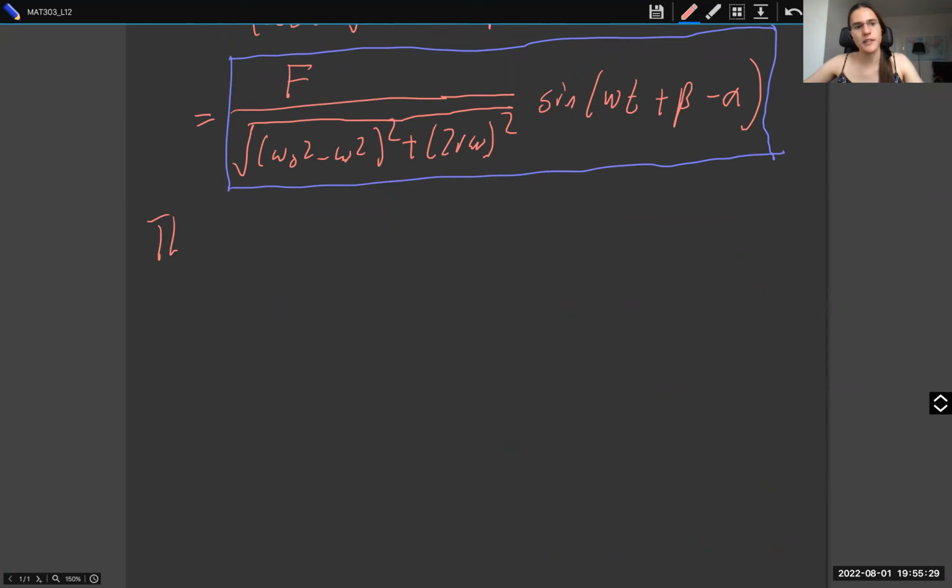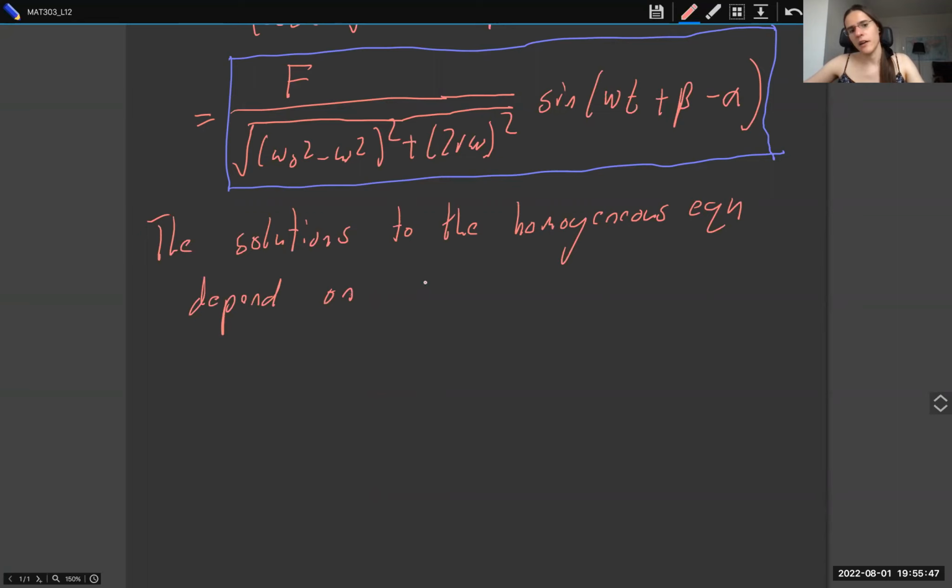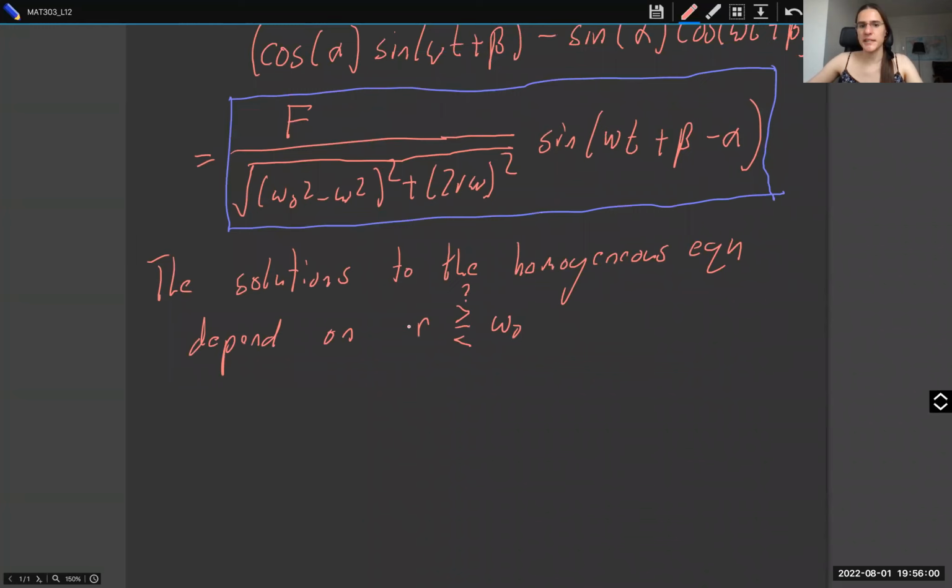So the solutions to the homogeneous equation depend on r being greater than, equal to, or less than omega naught. But the particular solution doesn't depend on that. The particular solution is always this. So how are we going to interpret that?